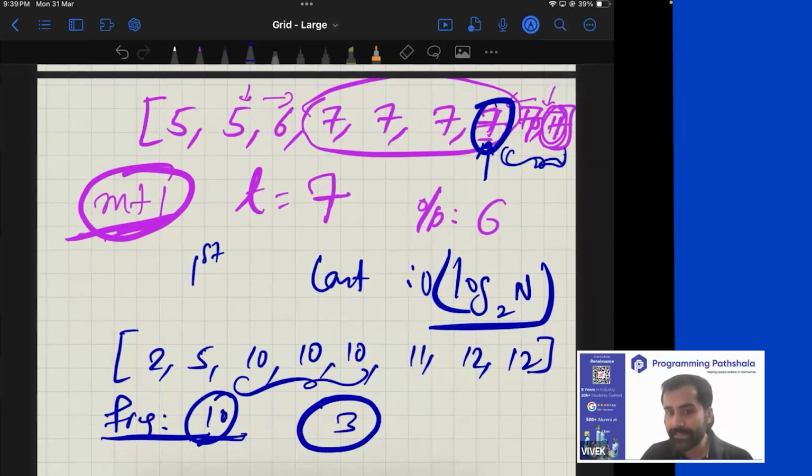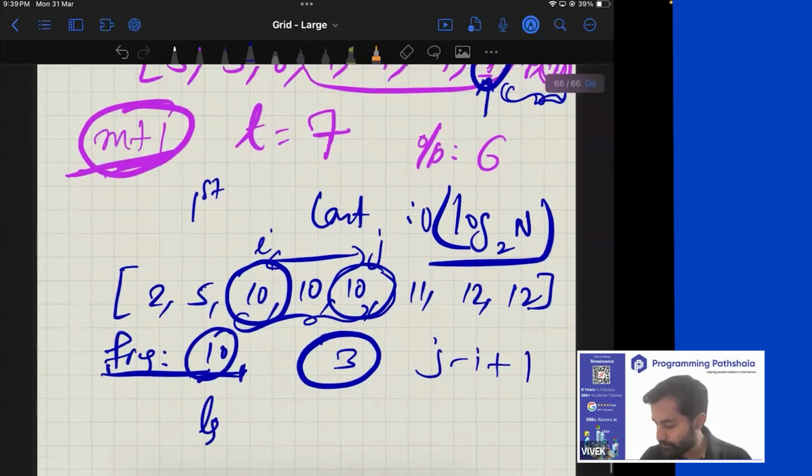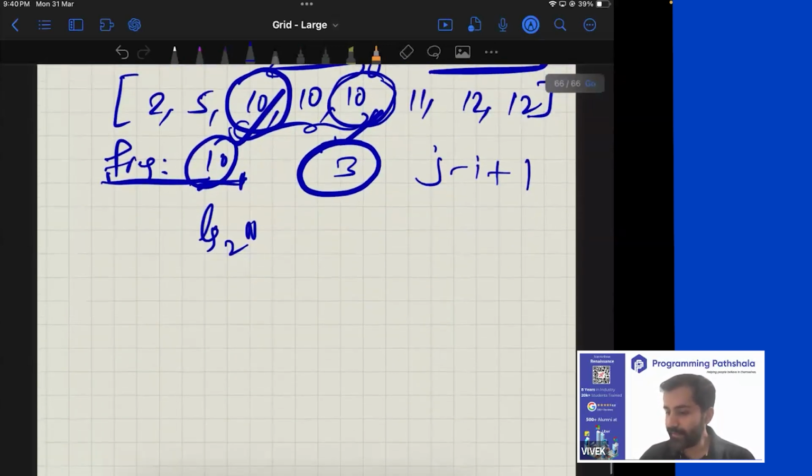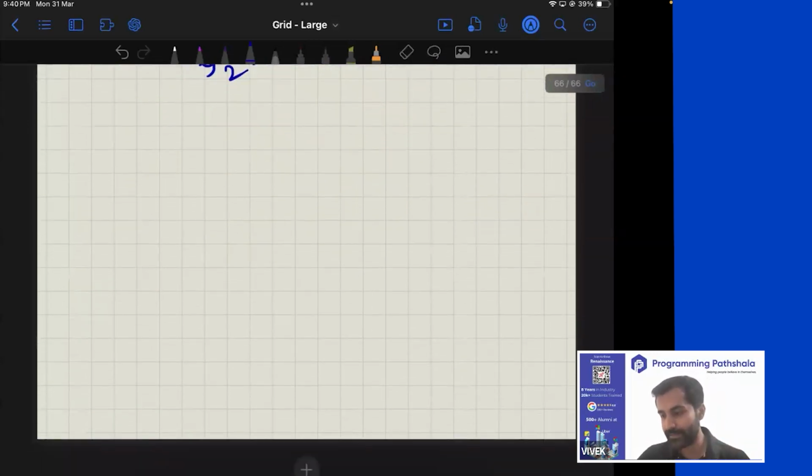And can you calculate it pretty easily? The answer is yes, because all that you have to do is find the last occurrence and first occurrence, and that's it. Because if this index is j and this index is i, what is this length? That is j minus i plus 1. That's really it. So you can find out the frequency of an element in log of n time. How? By first finding the first occurrence and last occurrence, which we know takes log of n time, right? Cool. Is everyone clear with this idea of how to find the first occurrence, last occurrence, and all that?